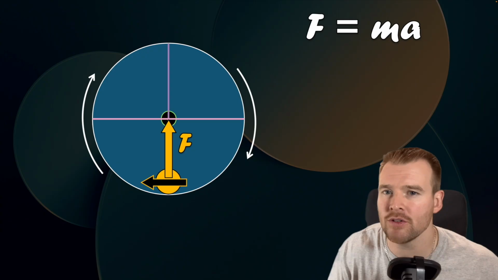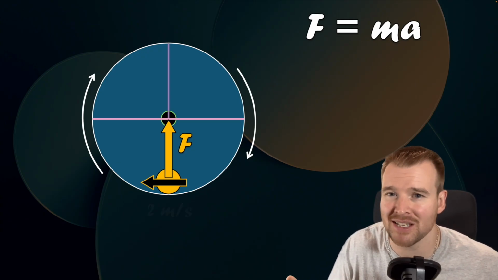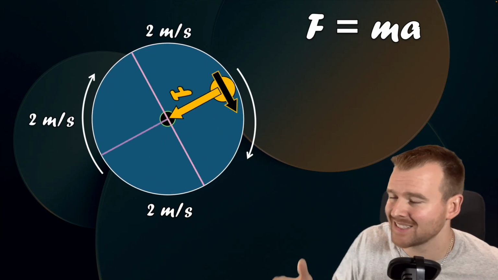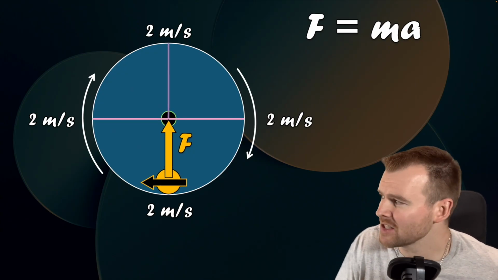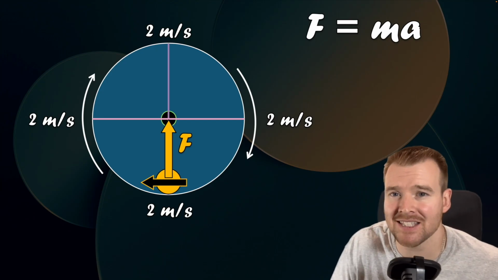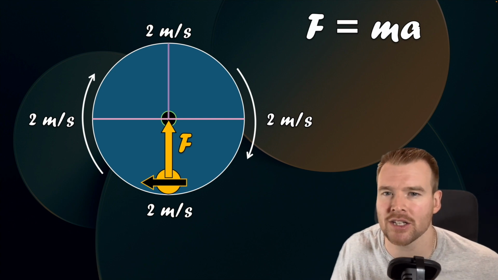But that might seem a bit confusing because when we're spinning in a circle, you could speed up or slow down, but usually the speed stays pretty much the same. We start at 2 meters per second and stay at 2 meters per second the whole time in this example. So it doesn't really look like there's any acceleration going on here. It looks like it's more of a constant speed. But to look at this closer, we have to actually look at what acceleration actually means.